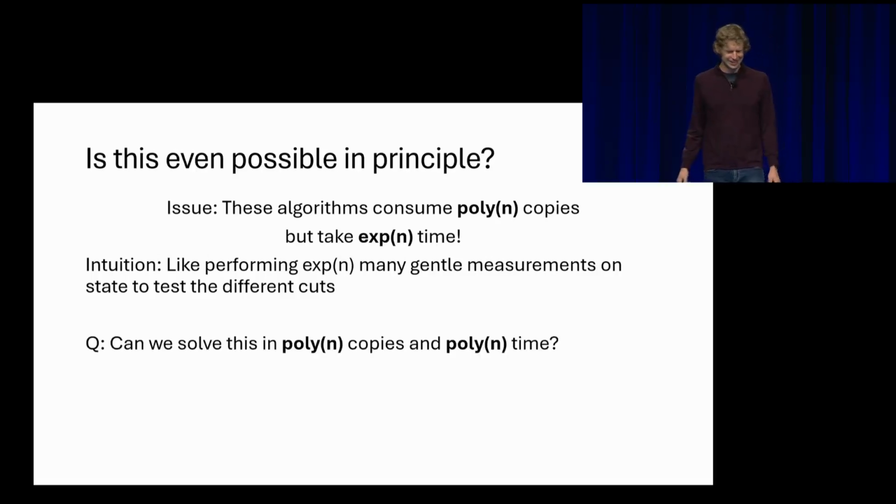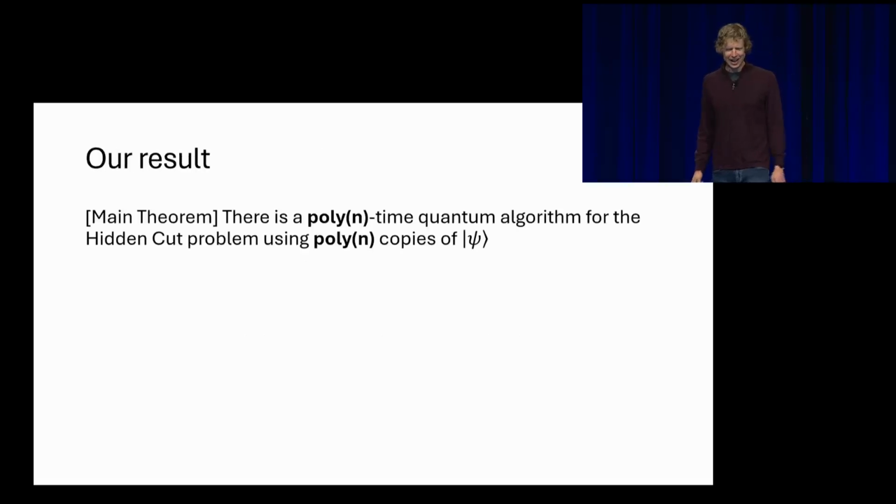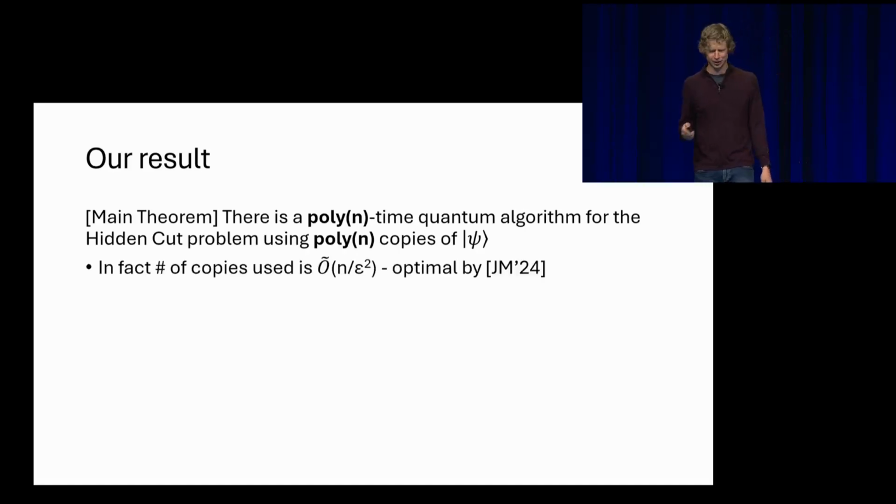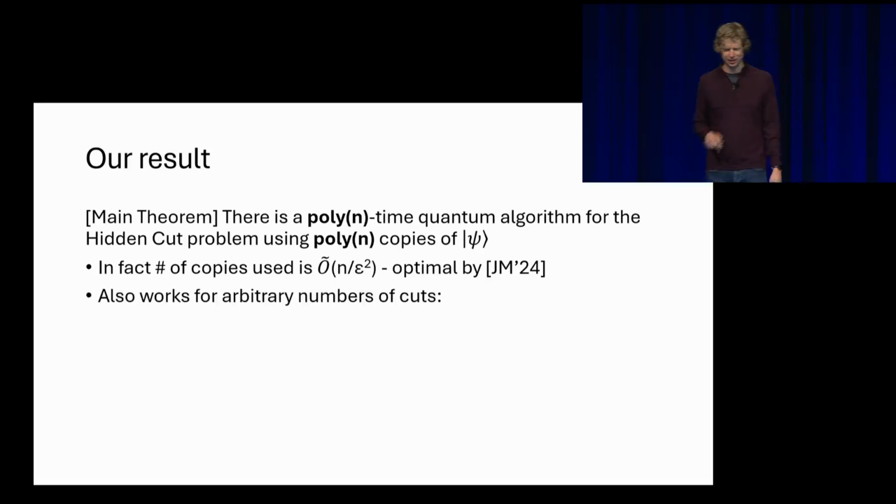So the main question is, can we solve this with polynomially many copies and then polynomial time? Okay. And that's our main result. We actually show that there is a polynomial time quantum algorithm for the hidden cut problem that only consumes polynomially many copies of psi. So this is exponentially faster than the information theoretic algorithms. In fact, the number of copies we use is actually optimal up to log factors by the result of Jones and Montanaro. So we don't need any more copies than they needed information theoretically.